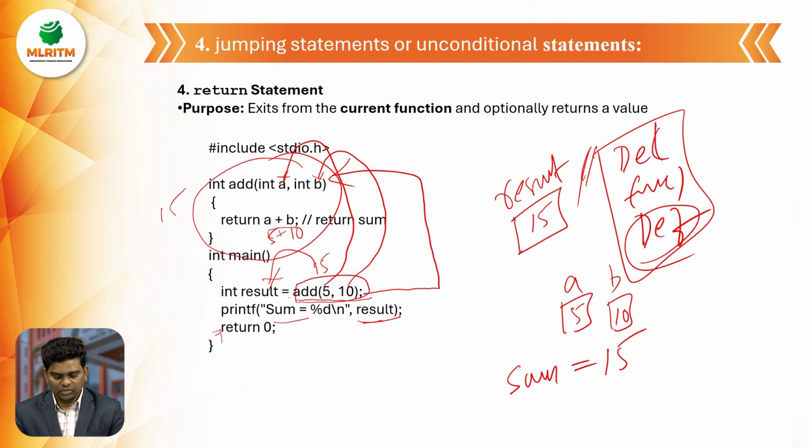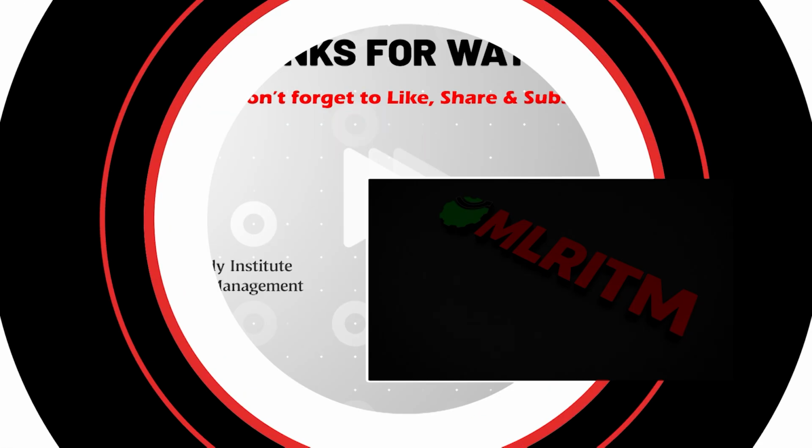So the main overview of control structures is that when you want to control the order of execution of programs, at that time we prefer control structures. In C language there are 3 control structures: one is selection statements, then looping statements, then unconditional statements. Thank you.